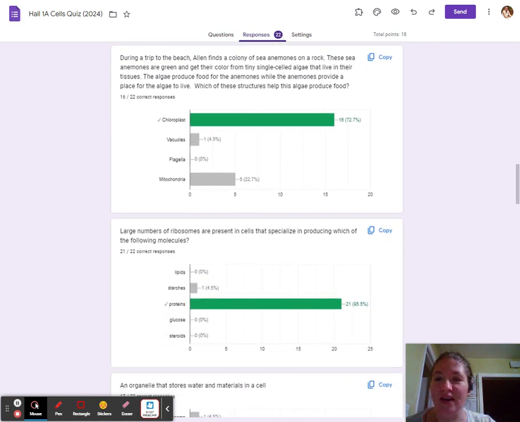All right, our next question here is talking about a trip to the beach. They found some sea anemones, and it asks, what structure helps this algae produce food? Our correct answer here is the chloroplast. The key word here is produce. Our mitochondria doesn't produce the food. It actually releases the energy from food. Our vacuoles can store the food, but the chloroplast is the one that makes the actual food.